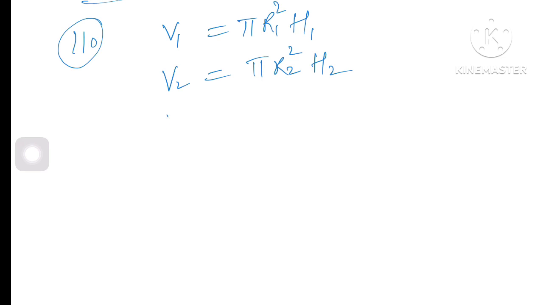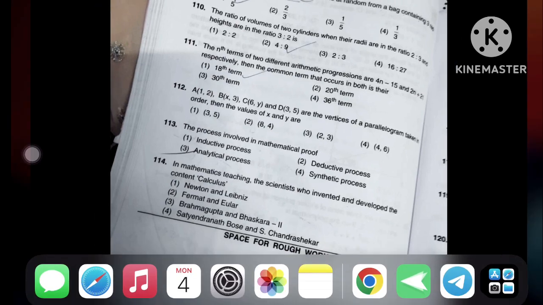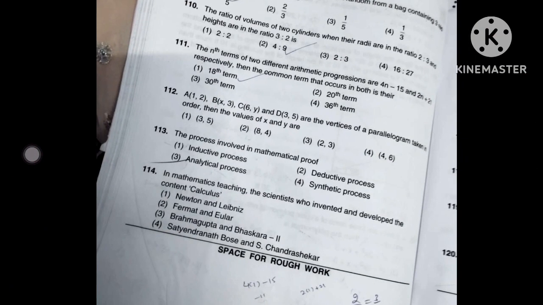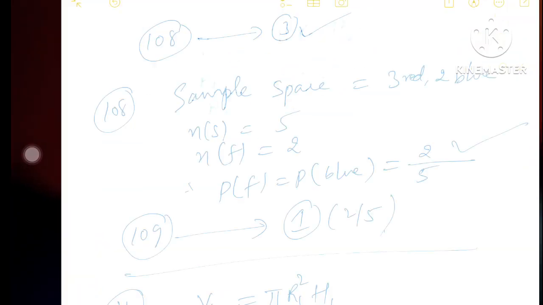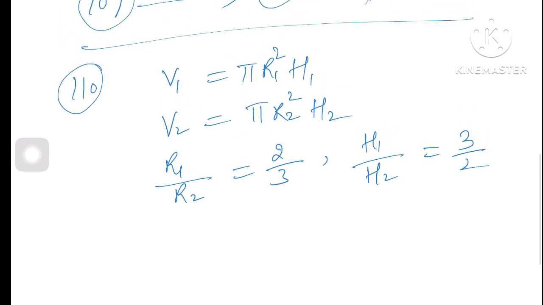Now one more detail is given. R1 by R2, ratio of radii is 2:3. Ratio of heights is 3:2. Let's see how it pans out.